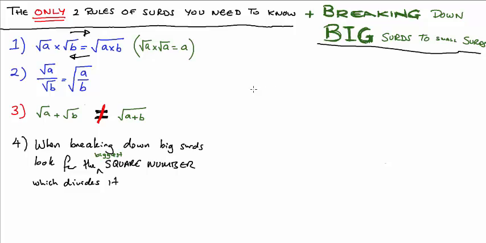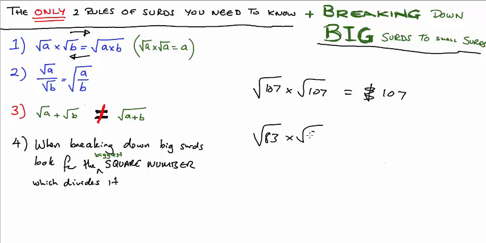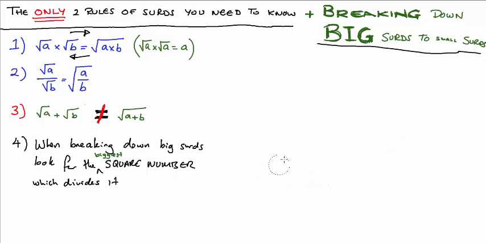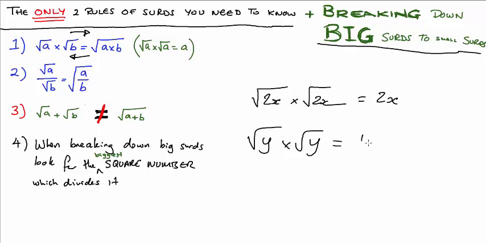Here we go. What's the square root of 107 times the square root of 107? You betcha, it's 107. Square root of 83 times square root of 83 is 83. Simple as that. And square root of 7 times square root of 7 is just 7. You should be thinking that straight away. Get very, very comfortable. And similarly, don't forget, they'll sometimes stick algebra in there. Square root of 2x times square root of 2x is 2x. Square root of y times square root of y is y.